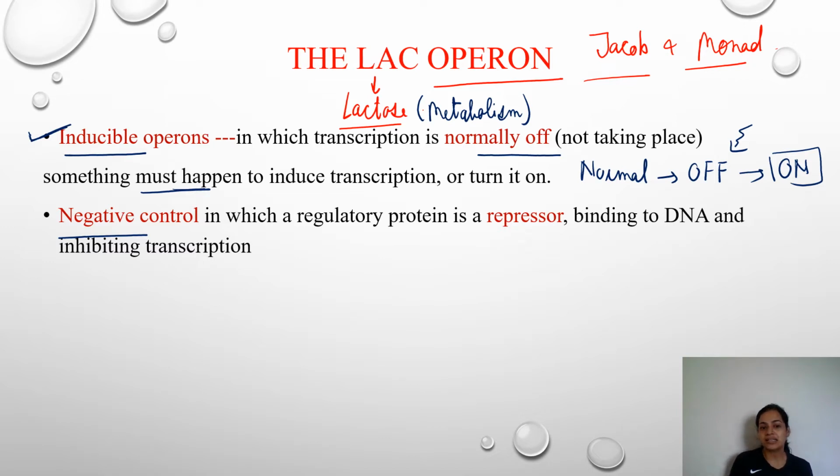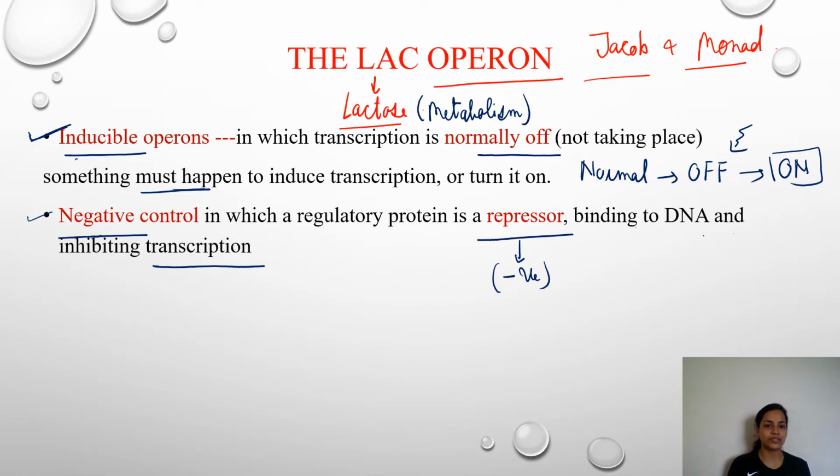It is also called a negatively controlled operon. Why negatively controlled? Because it is controlled by a regulatory protein known as a repressor. Repressor means it has a negative effect, or it suppresses the activity of the genes in this operon. So this is a negatively controlled operon because the repressor will bind to the DNA and inhibit the transcription of the structural genes. I hope it is clear what an inducible operon and a negative operon are, and that the Lac Operon is an inducible and negative operon.